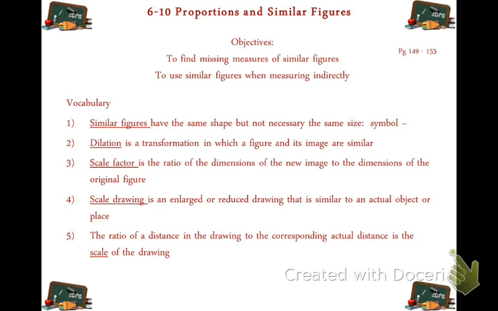when an architect draws our house before it's even built, drawn to scale, because wow, that's a big house for a piece of paper. But it gives us the plans for how our house is going to be built and gives us the measures of how big or how small our rooms are going to be. And the ratio of a distance in the drawing to the corresponding actual distance is the scale of the drawing. We also use this for maps and similar things.